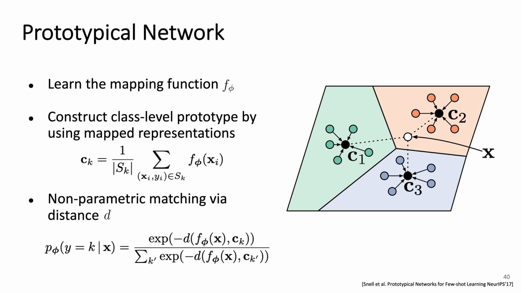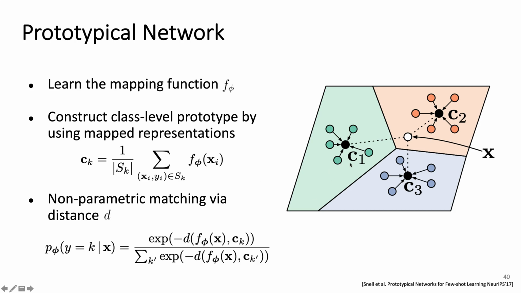The goal for the prototypical network is to learn a mapping function f. This is saying that we want to use this mapping function to map all images to a new space. Here we map x to a new space. For each class, they construct a class-level prototype using the mapped representations of the examples in, for example, class K in the support set. So we calculate the mean value of its representation from class K in the support set.